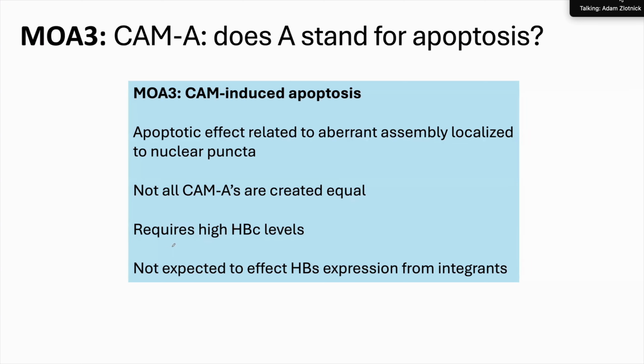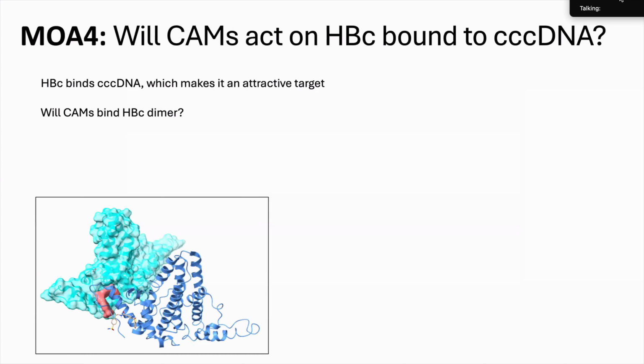The antiviral effect, or the apoptotic effect, requires relatively high levels of HBc, and one can see that without that, one won't have much of an aggregate. And I would anticipate that in integrated genomes, where there is no HBc formed, this effect is not going to be very obvious, if at all. The fourth mechanism of activity is the effect of CAMs on cccDNA expression.